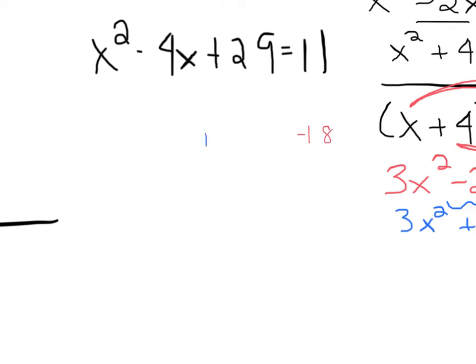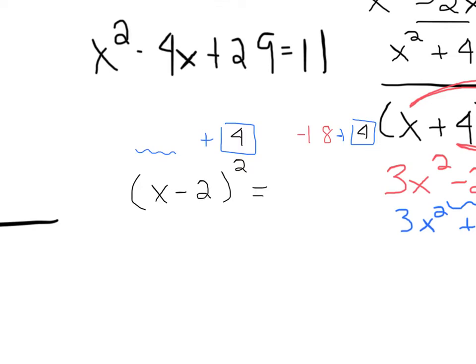So now I'm going to complete the square. And to fill in my square, I'm going to take my b term, cut it in half. That's negative 2. Negative 2 squared is 4. So then we can create our perfect square trinomial, x minus 2, because negative 2 times negative 2 is positive 4, and negative 2 plus negative 2 is negative 4. And then we have negative 18 plus 4 is negative 14.